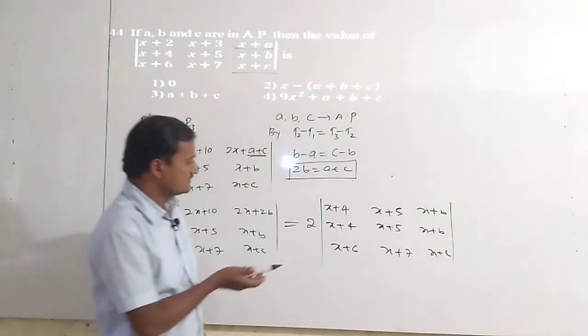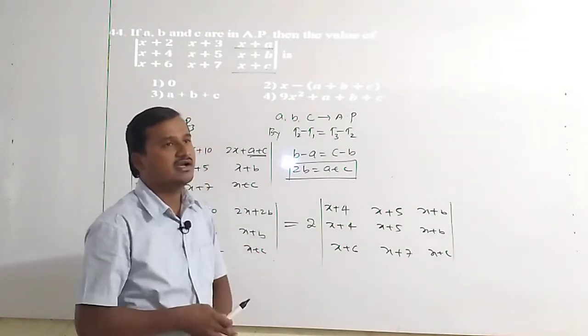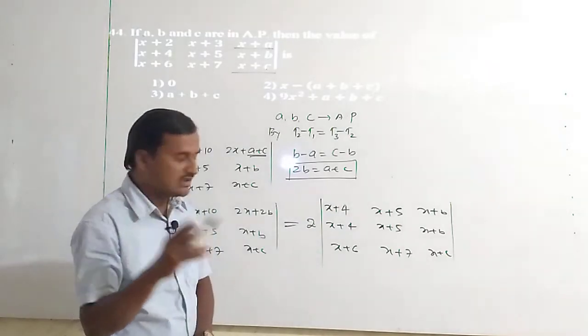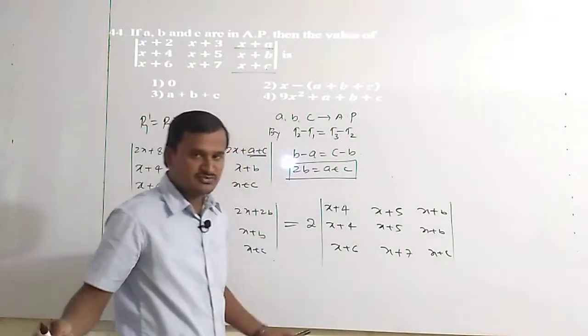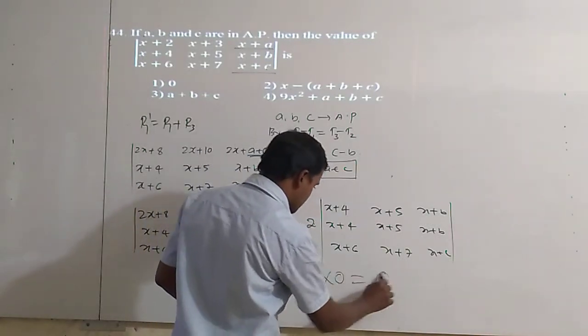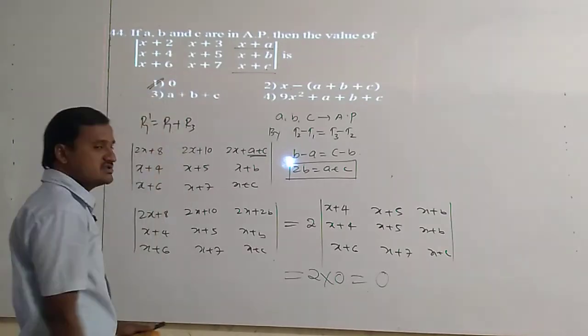Here you should observe the first row is identical with the second row. So you already know that in a determinant, if any two rows or columns are identical, then the value of the determinant becomes 0. So therefore this becomes 2 into 0, therefore your answer is 0. Which option is the right one? Clearly the first option is the right one.